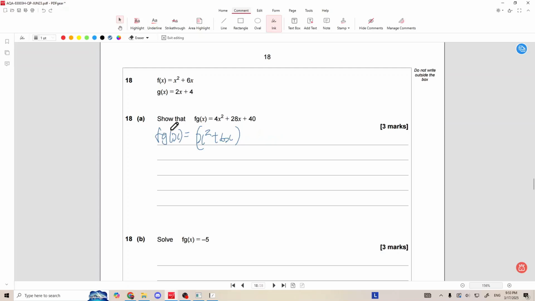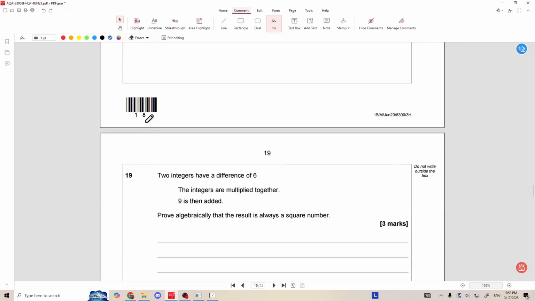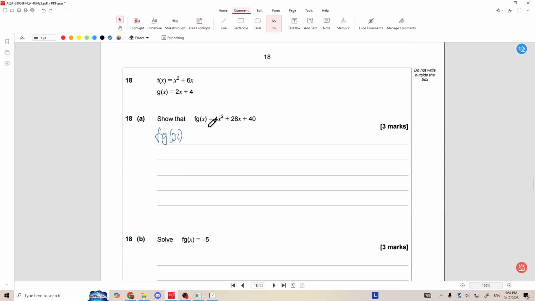I don't know what fg x means. I don't know how to do that. I didn't learn this. Right, this is problematic indeed. I don't know how to do this question.